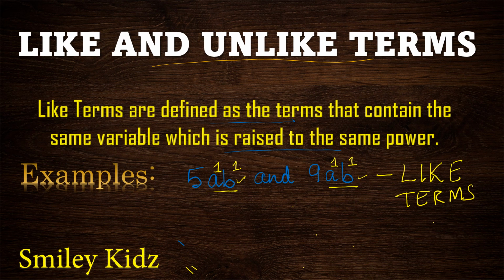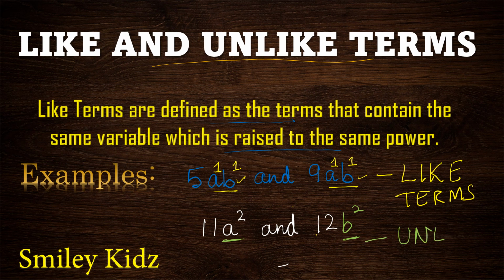Let me give you another example. Let's say I have 11a square and 12b square. Here we have different variables, but their powers are same. That doesn't mean they are like terms. Here first of all the variable is different. In 11a square we have a and 12b square we have b. They are different variables. So these two are unlike terms.